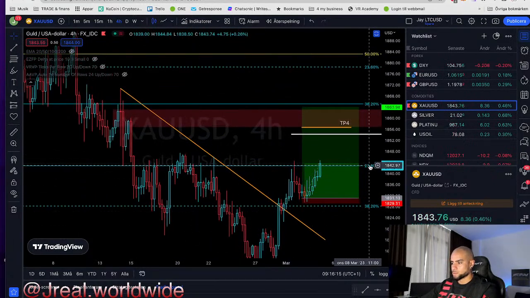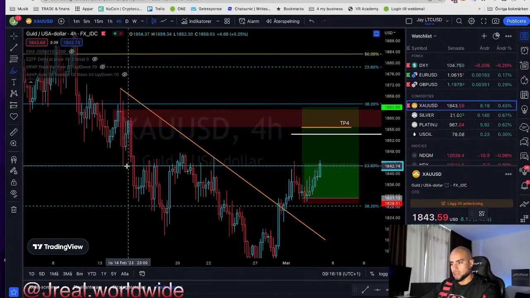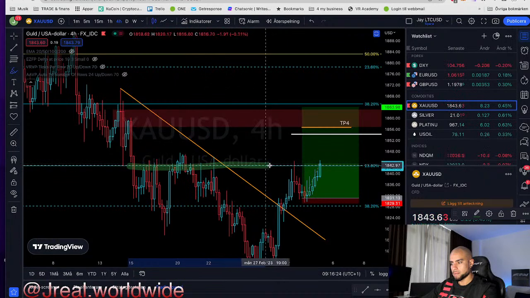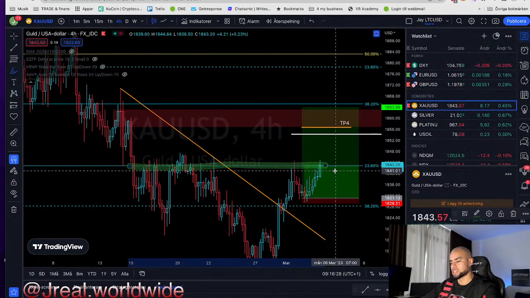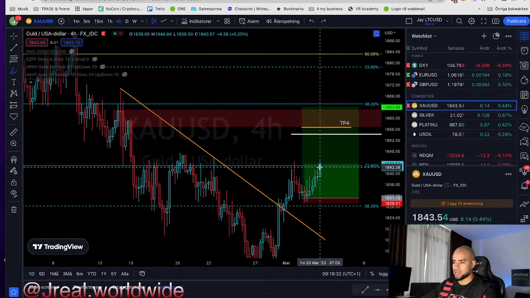Okay, so I spoke about the 23.6 Fibonacci retracement. As you guys see, this area has been a very significant resistance and support zone, mostly a resistance zone. There's a very strong resistance zone, and we broke through it right now. So I'm looking at the 4-hourly time frame. So this is a 4-hour candle.